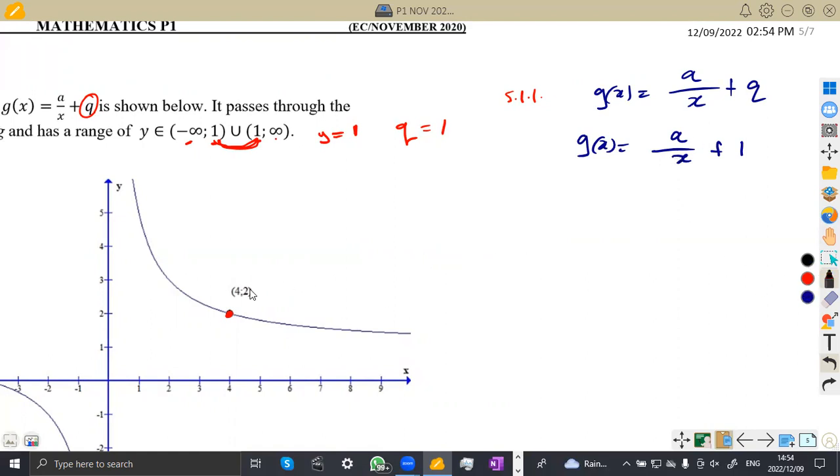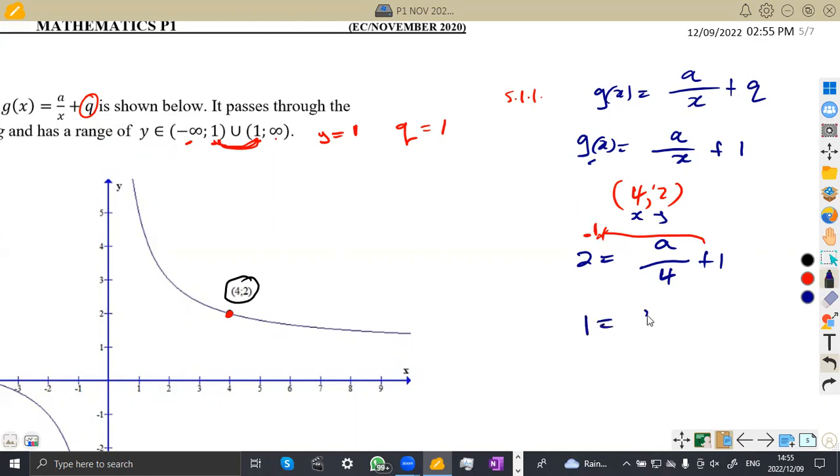You can take advantage of the point (4;2) that we are given. We are given the value of x here and the value of y. So y is 2 in place of g(x): 2 is equal to a over 4, plus 1. To find a, we can transpose 1 to the other side of the equation, which is going to be negative 1. So 2 minus 1, which is 1, is equal to a over 4. Cross multiply, and a is equivalent to 4.